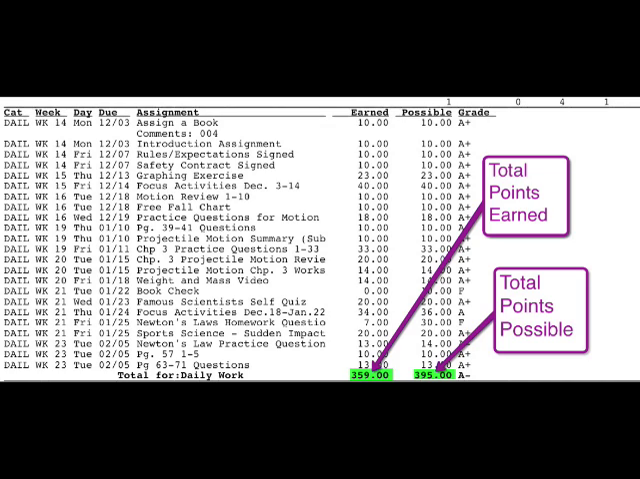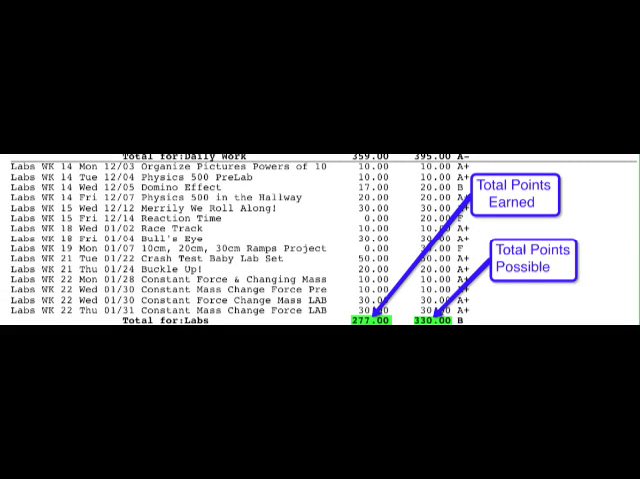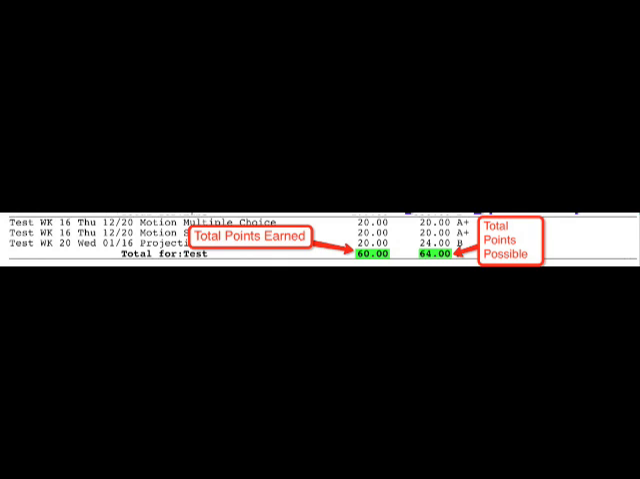First, let's look at the classwork and homework section of your grade sheet. At the bottom of all your assignments, you will see a total points earned and a total points possible. The section for labs are set up the same way. You will see a total points earned and a total points possible. The third and final section, tests and quizzes, are also set up the same way. You will see a total points earned and a total points possible.